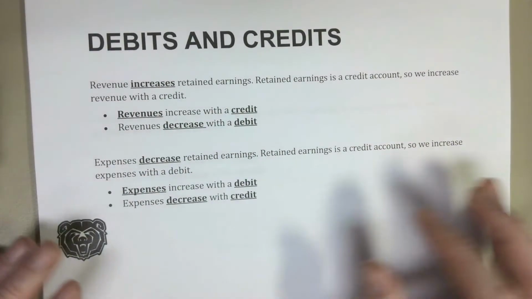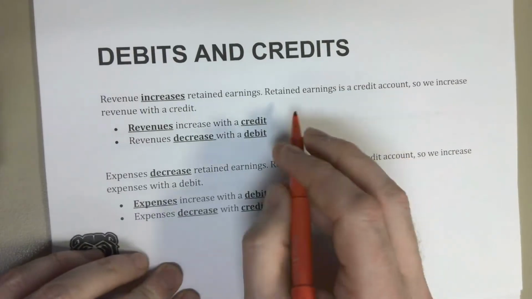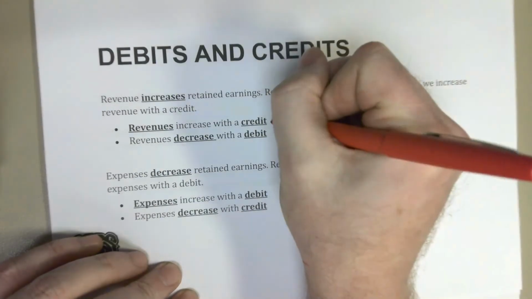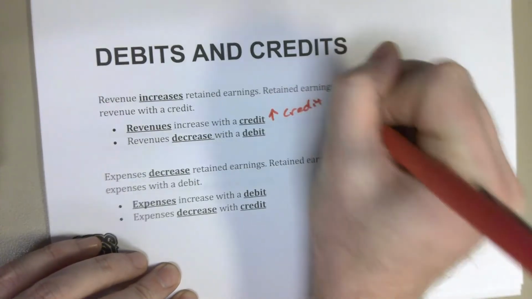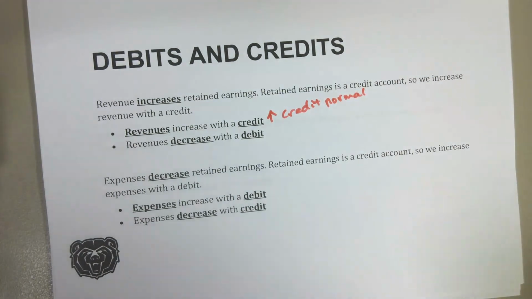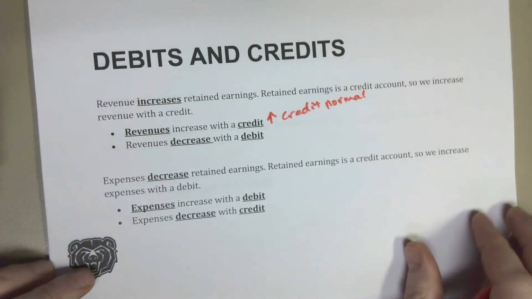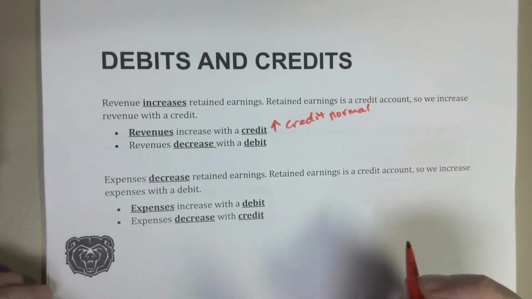Revenues increase retained earnings. Retained earnings is a credit account, so we're going to in turn increase revenues with a credit. Again, revenues are going to be a credit normal account. Revenues are going to decrease with a debit. That just makes sense, right? You're going to do the opposite to decrease it. Okay. So expenses decrease retained earnings, right?